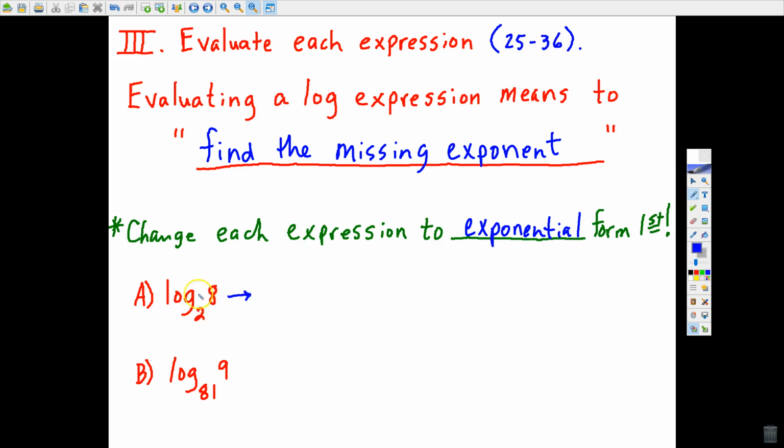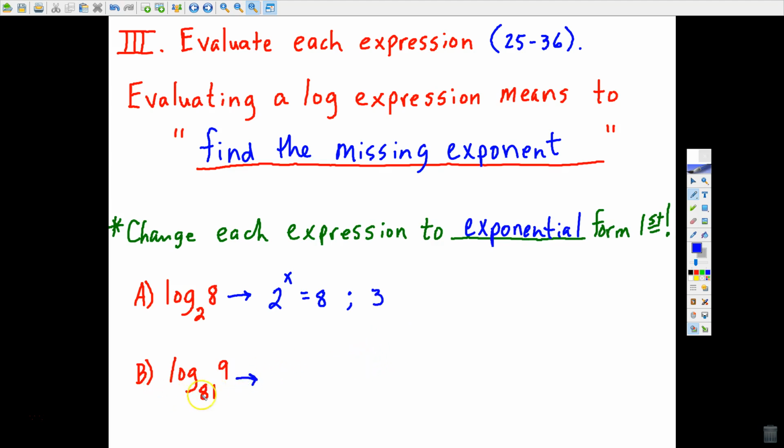Alright, so here I have a log expression, log base 2 of 8. Here is that same expression using an exponential form. For now, I'm just going to say that the exponent is unknown. I'm going to call it x. So 2 to some power is equal to 8. Well, that power is now where I'm going to evaluate the expression. I'm going to determine what this required exponent is. And to finish off my answer, I'm going to say it's 3.